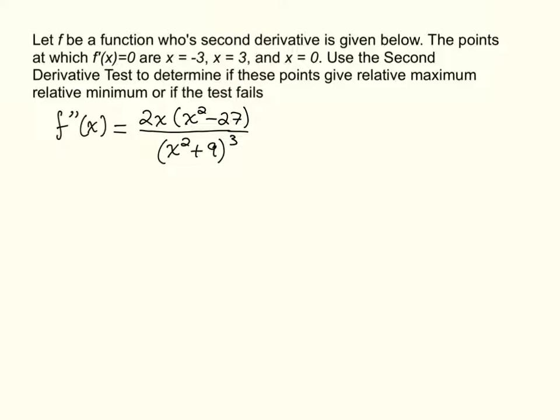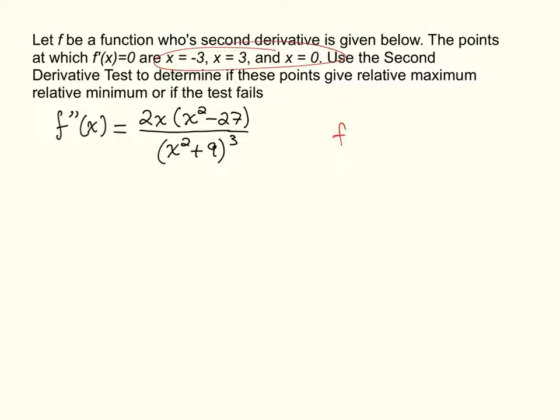This exercise really gets at the root of what this second derivative test tells you, without having to go through and find the first derivative and the critical values and finding the second derivative to plug the critical values into. You are given the second derivative here, which is 2x times the quantity x squared minus 27, all divided by x squared plus 9, the quantity cubed. So we already know the second derivative. We already know the critical values were given to us up here in the description. That's all we need to use the second derivative test.